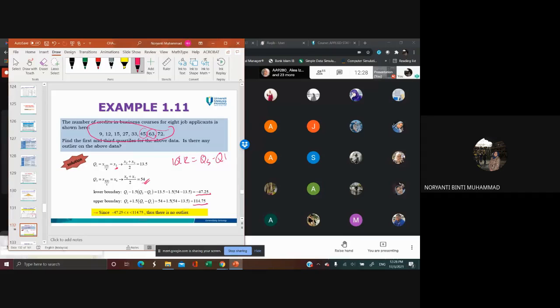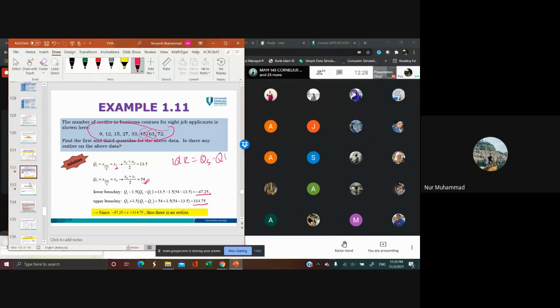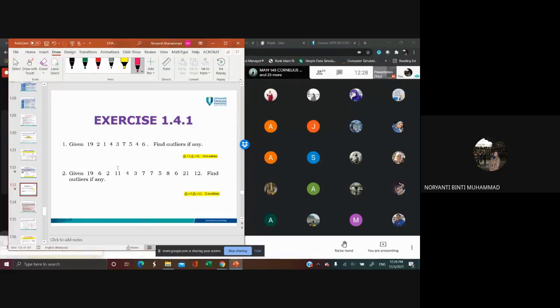So now look at this data. Is there any data less than negative 47.25? No, isn't it? So is there any data greater than 114? No as well. Okay, because the highest is 72, which is smaller than 114. And this one, 9, is greater than negative 47. So here we don't have any outliers. Okay, clear or not for this one? Clear, okay. So you can try this one, it's easier. Suppose you can get the answer straight away.